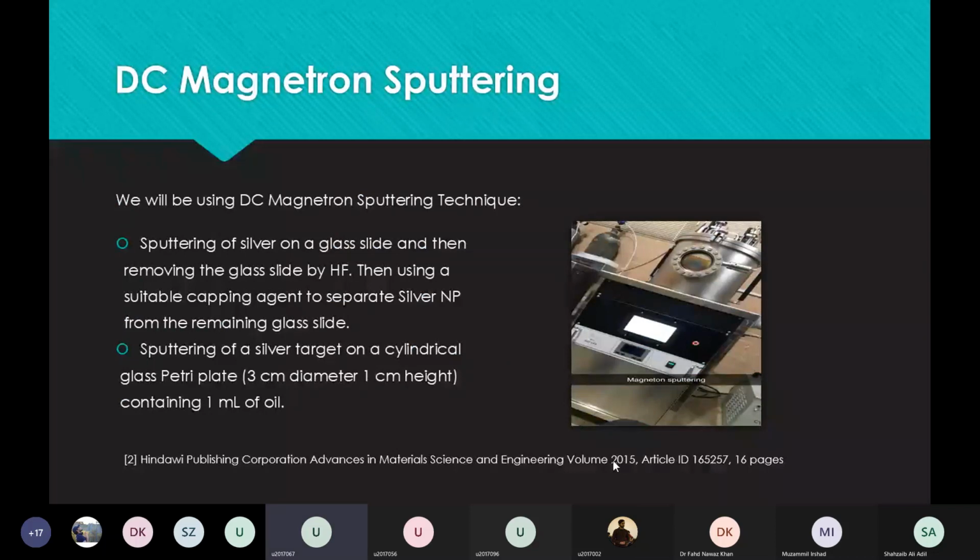We can produce these particles through two techniques. Our first approach was to sputter silver particles on a glass slide and then remove the glass slide by dissolving it in HF, and then separate the nanoparticles from the remaining glass slide by a capping agent. Our second approach was to sputter a silver target on 1 ml oil poured in a cylindrical glass petri dish.